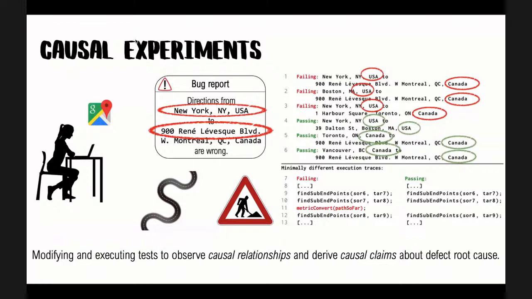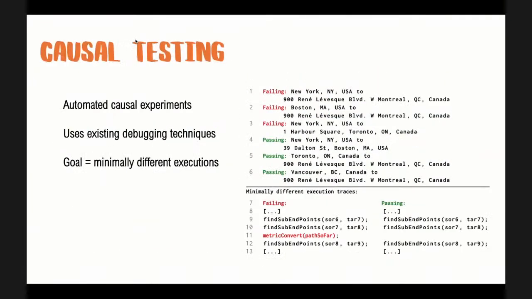Therefore, we propose a way of automating causal experimentation, which we call causal testing. Causal testing uses existing debugging techniques, like testing and fuzzing, with the goal of providing minimally different executions that expose defect cause. So, how does causal testing work exactly?